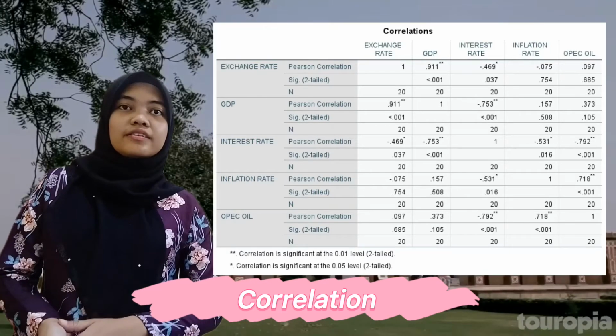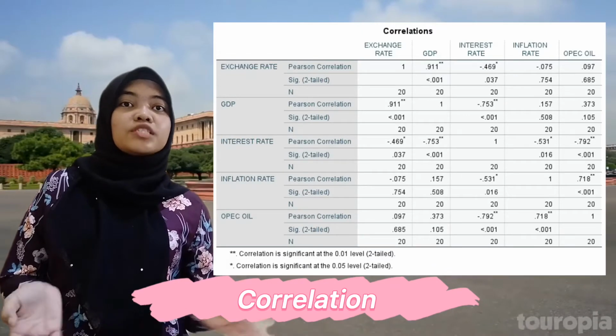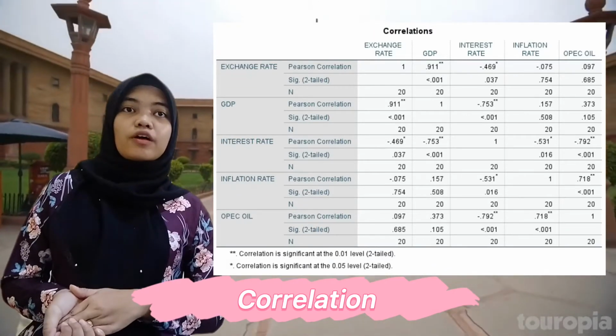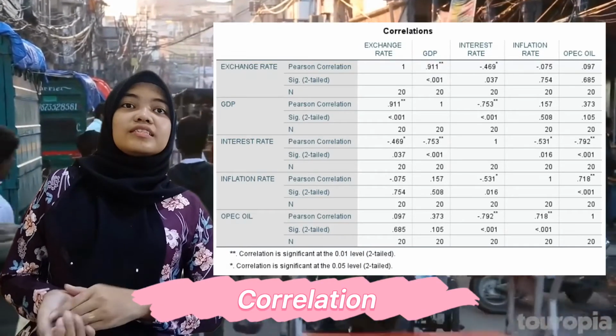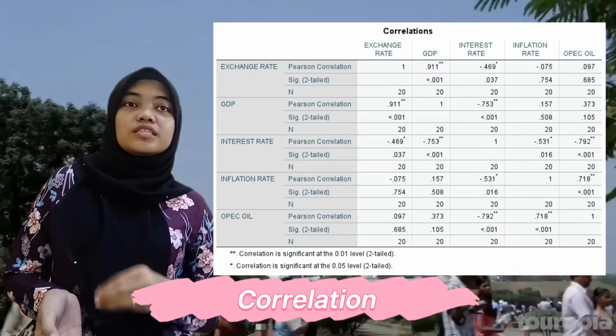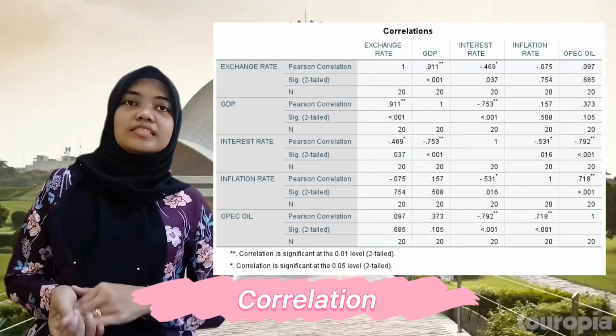decrease in the other. Next, for the correlation table, we can see the GDP has a positive relationship with OPEC oil and a negative relationship with interest rate. The significance level is 0.373, which is not below 5%.